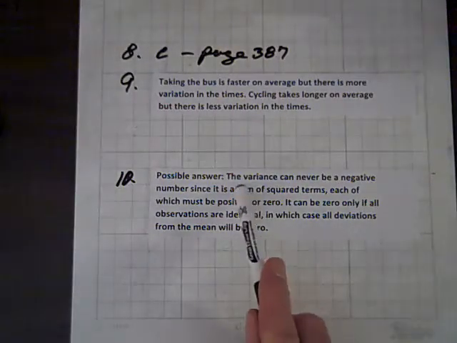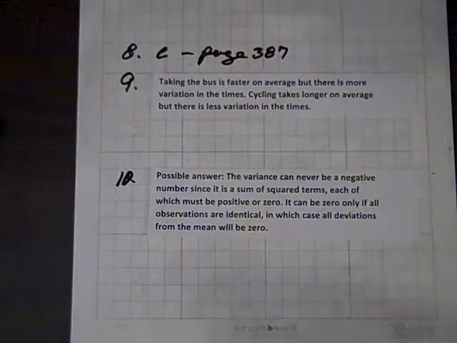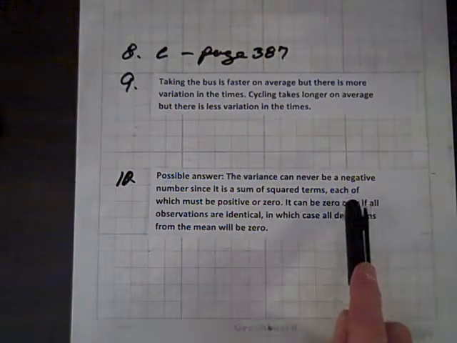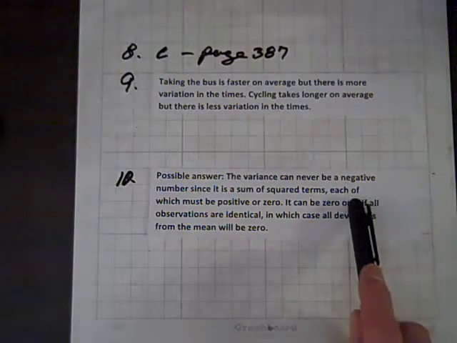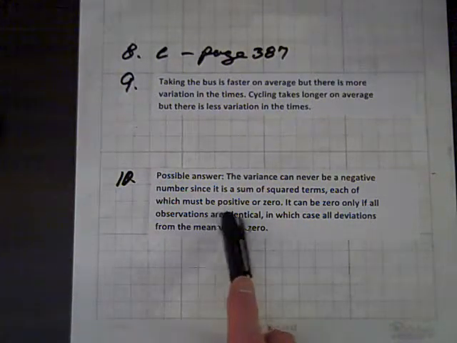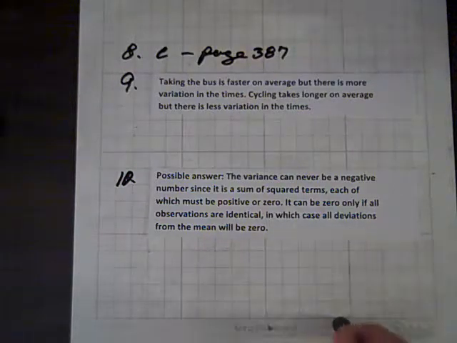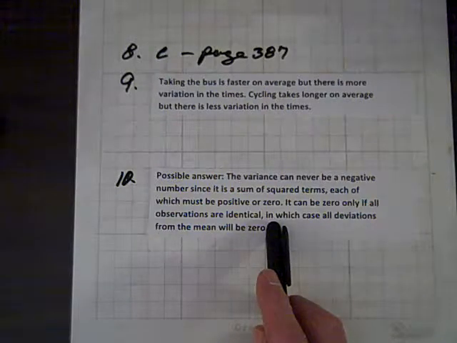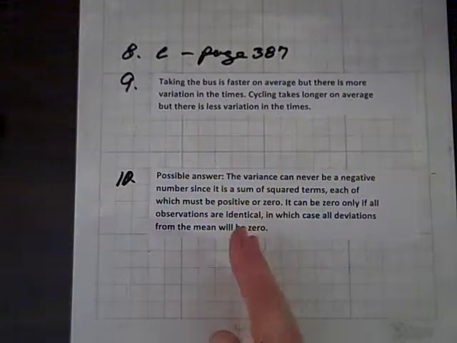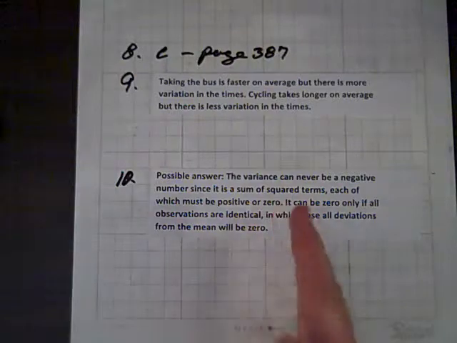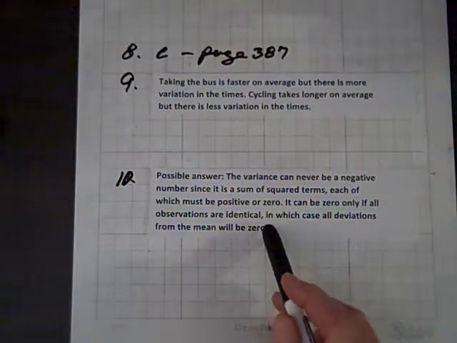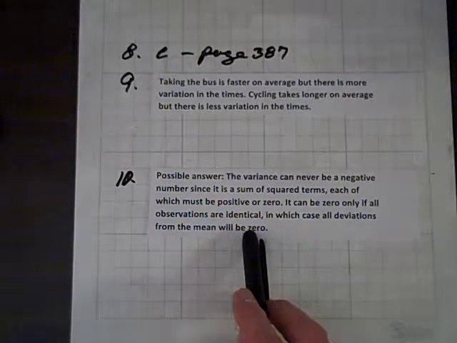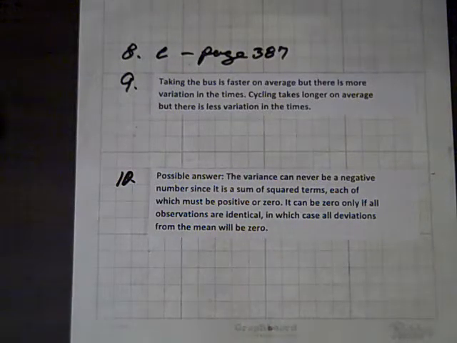Well, here's the answer. The variance can never be negative, since the number is the sum of squared terms. You've seen that in the standard deviation, each of which must be positive or 0. It can be 0 only if all observations are identical. In other words, if every observation was, for example, 5, 5, 5, 5, 5, in which case all deviations from the mean would be 0. And we're done.